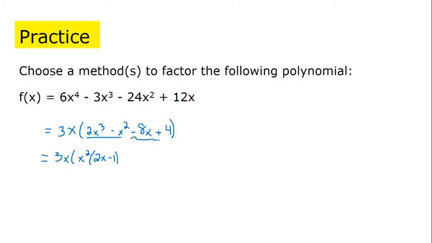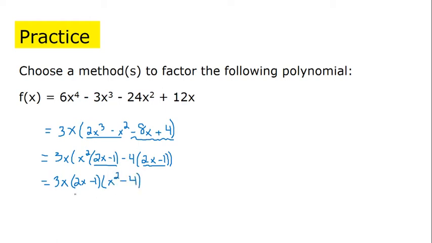Now I'm going to group my second two terms there. Greatest common factor is going to be a negative 4. So I'm going to end up with a 2x minus 1. Remember, when we factor by grouping, we want two of our terms here to end up the same. So now I'm going to pull that 2x minus 1 out. So I still have my 3x, then I have a 2x minus 1, and then what I have left over is an x squared minus 4.